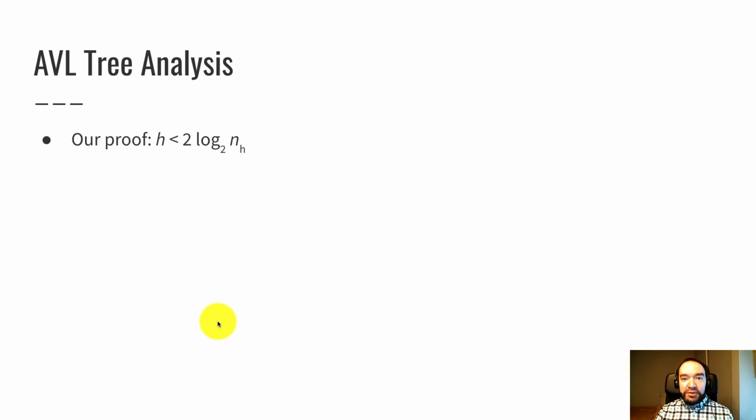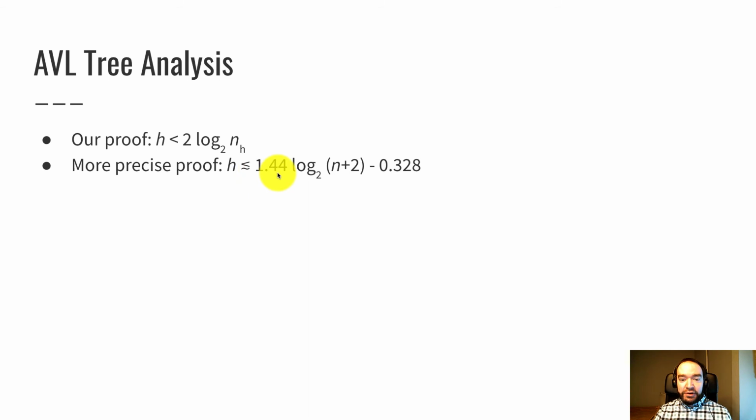So our proof in the previous couple slides shows that the height of a tree is less than 2 times the base 2 logarithm of the number of nodes. It's actually possible to do a more precise proof and show a tighter bound that the constant factor here is more like 1.44. So about 1.5 is a more accurate representation.